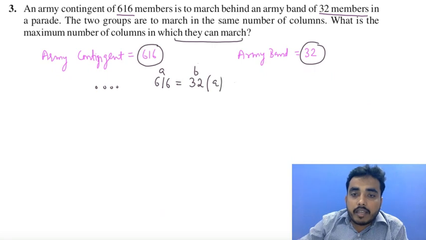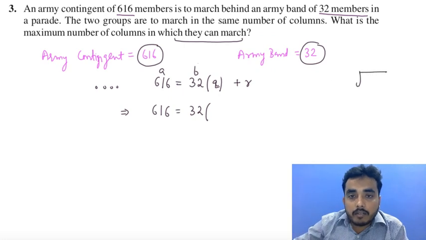So this is a = bq + r, the Euclid division algorithm we are applying here. So applying Euclid division algorithm here, what will we get? The question is, what should we multiply 32 by? Let's check quickly. 616 upon 32, so this is 1, 32, we will be left with 296.